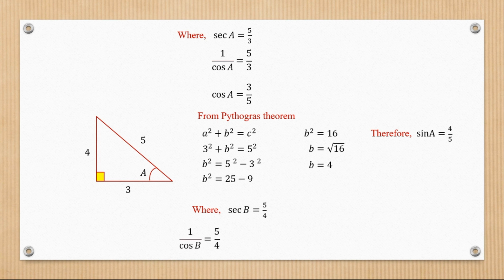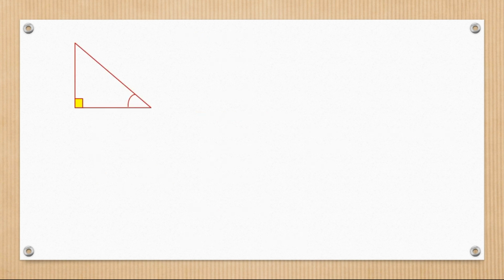Now where sec of B is 5 over 4, we know that means that 1 over cos B is 5 over 4. So it means that cos of B is 4 over 5. So now we put this in a right angle triangle. We shall use cos of B to find what sine of B is. So the angle is B. It means that the adjacent is 4 and the hypotenuse is 5.